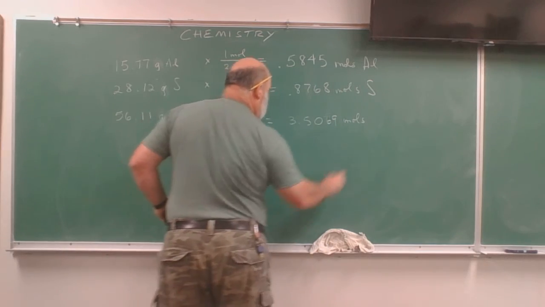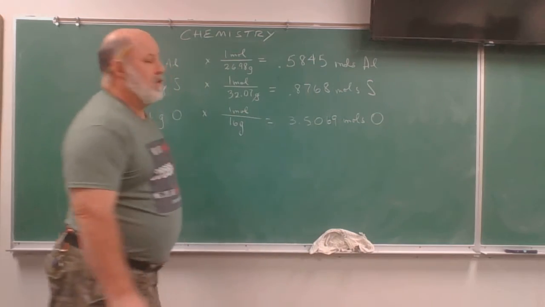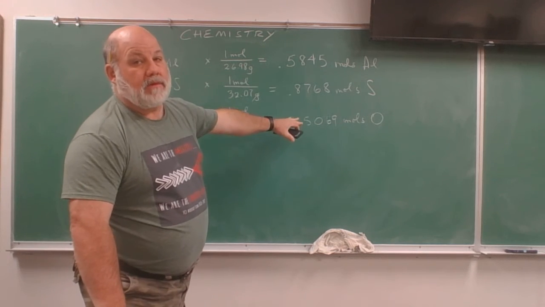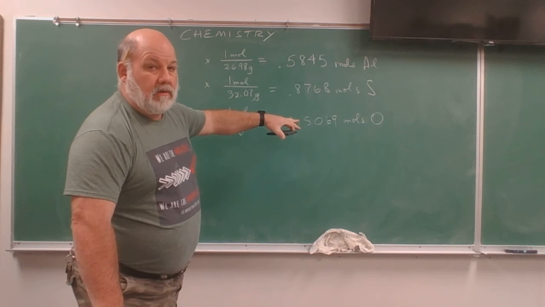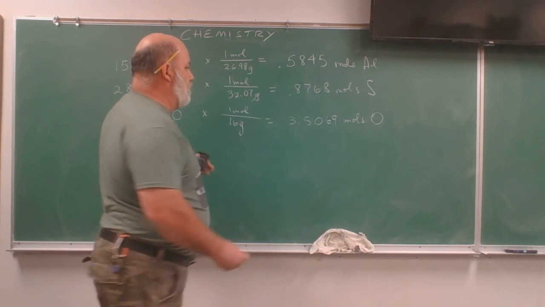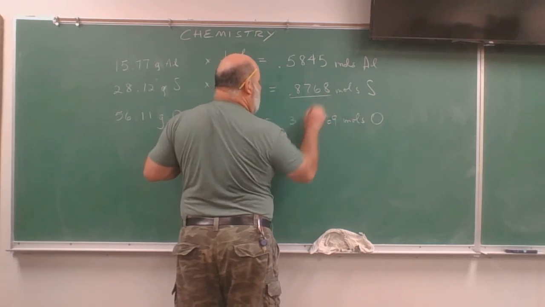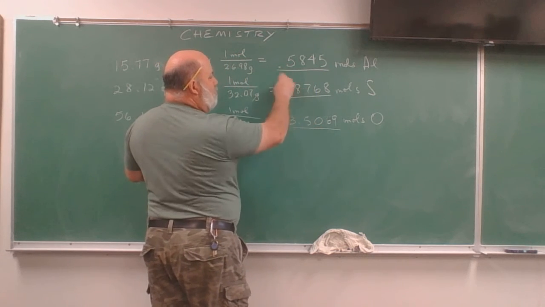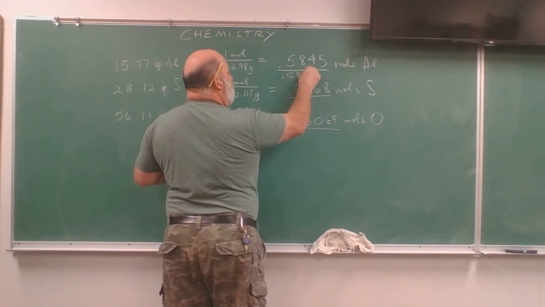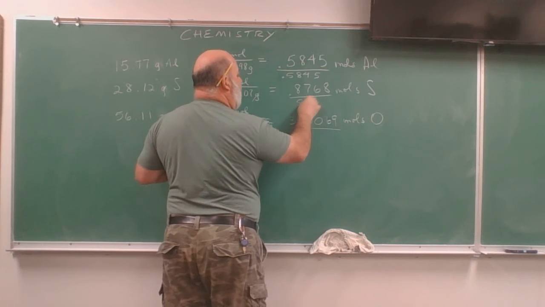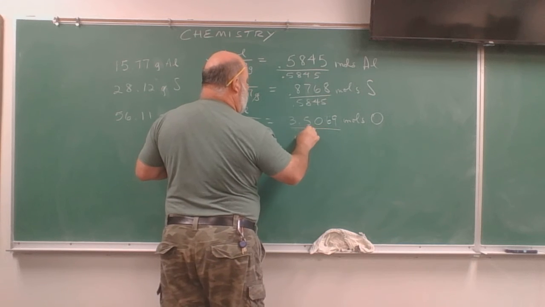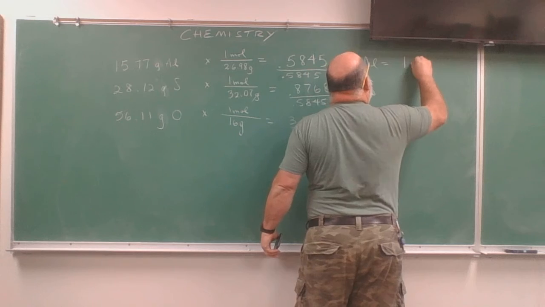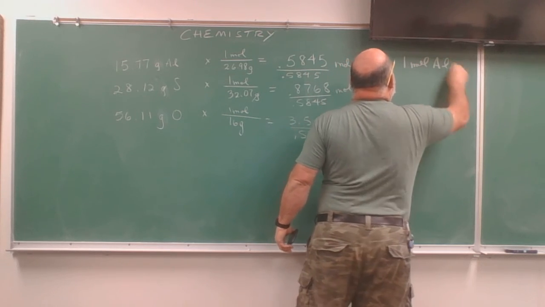Now, there's the ratio of their moles. We want these to be whole numbers. And as I said earlier, in order to do that, even with fractions or decimals, we're going to divide each of these by the decimal with the least value. I'm going to divide each of them by 0.5845. Of course, this will give me 1 mole of aluminum.